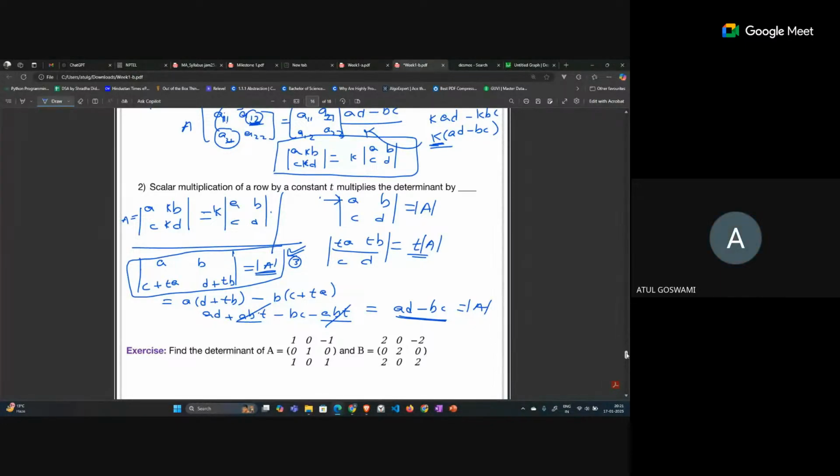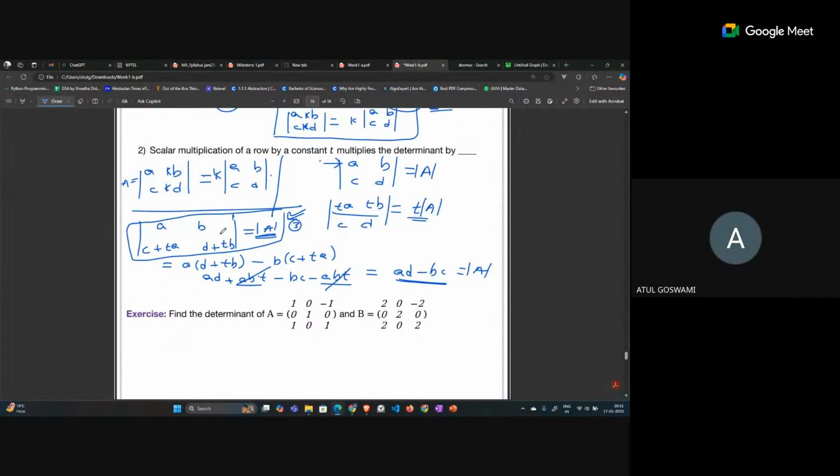Just try to remember this. The same thing we can do on columns as well.